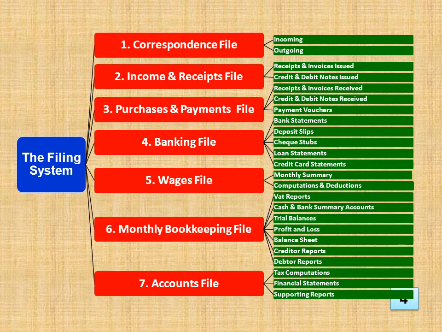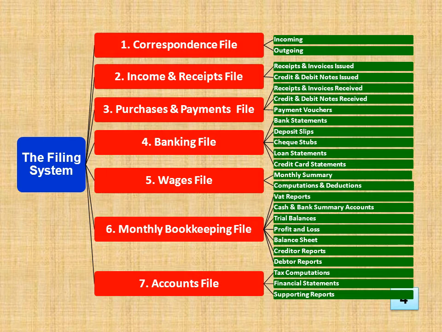4. The banking file for bank statements, deposit slips, check stubs, loan statements, plus credit card statements. 5. The wages file for monthly summaries, plus computations and deductions.